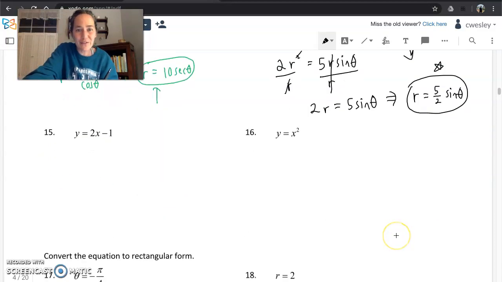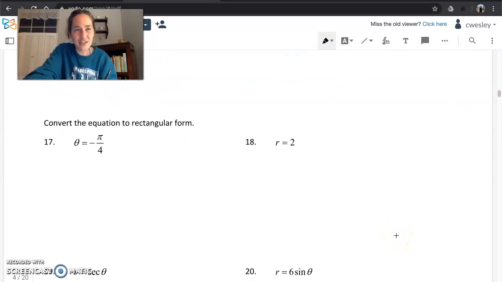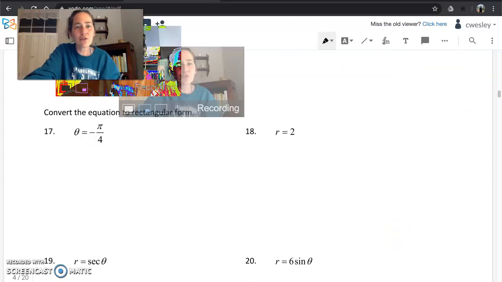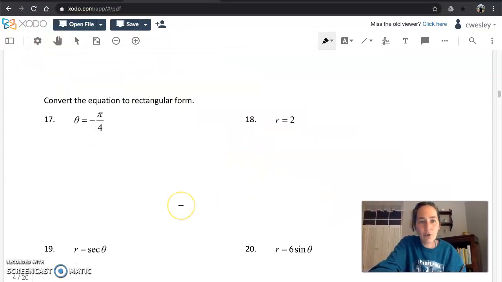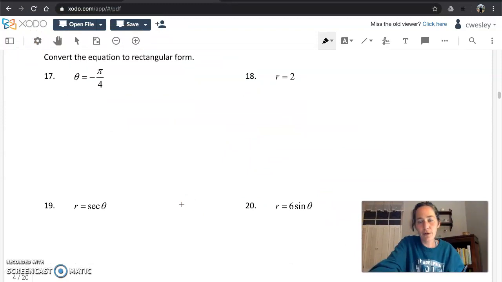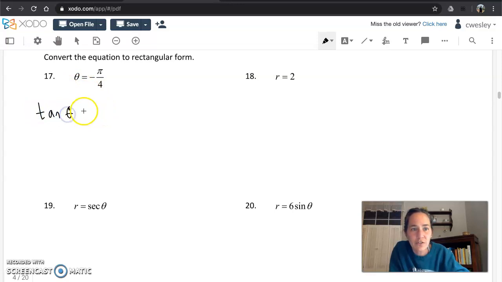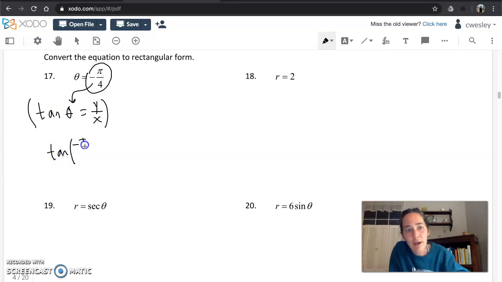Okay, can we go the other way around? Let's look at 1 or 2 from this section. 17 says, go the other way around, convert the equation to rectangular form. All you know right now is theta equals negative pi over 4. I gotta think. Those 4 conversion facts on the other side, one of them should be helpful. What was the one with theta and x and y? I believe it was the last one we wrote down, that tangent of theta equals y over x, always. So if we took the tangent of this, I can plug that in for theta. So I'm going to write tangent of negative pi over 4 equals y over x.